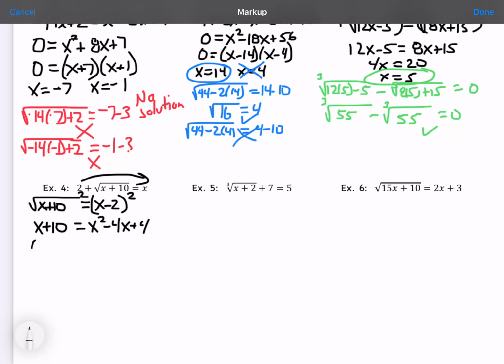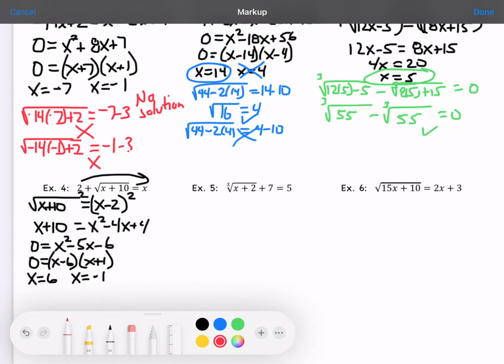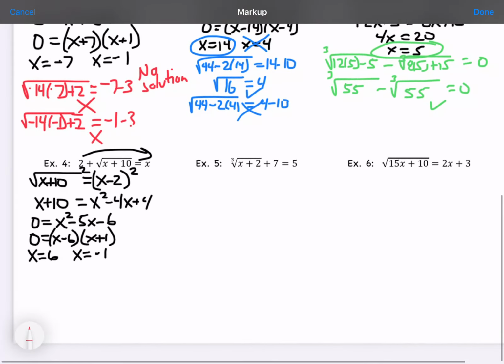Bring the x plus 10 over, so I have 0 equals x squared minus 5x minus 6. 0 equals x minus 6 times x plus 1. So I end up with 6 and negative 1 as my possible solutions. When I plug those back in, let's see what happens with 6.